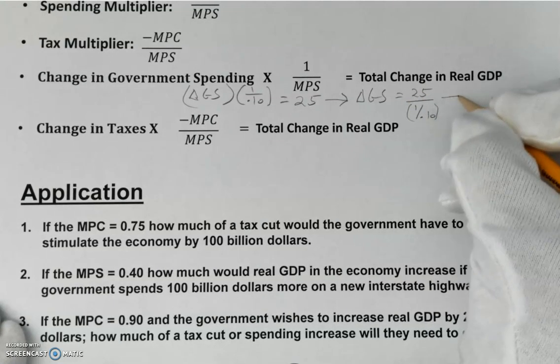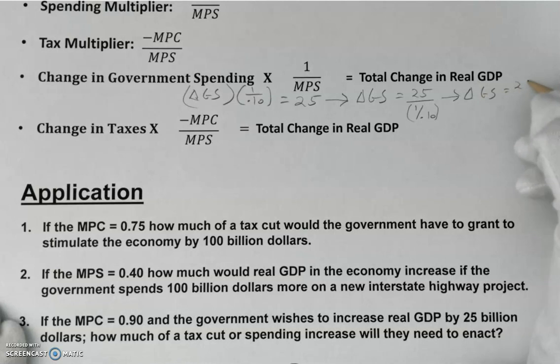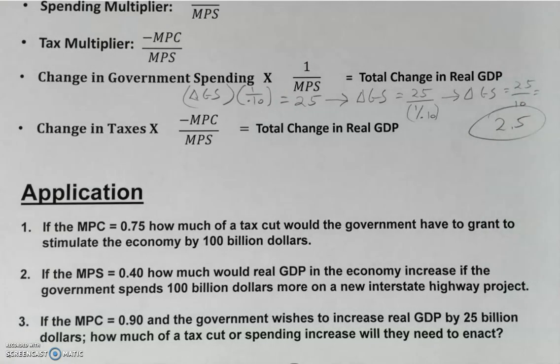So that means the change in government spending is equal to 25 over 10, which equals 2.5. And so the change in government spending would be 2.5 billion. In other words, if they want to stimulate the economy by 25 billion, they're going to have to spend 2.5 billion to do that. The autonomous effect will be 2.5 billion, and then you'll get that induced effect, and that will total 25 billion.